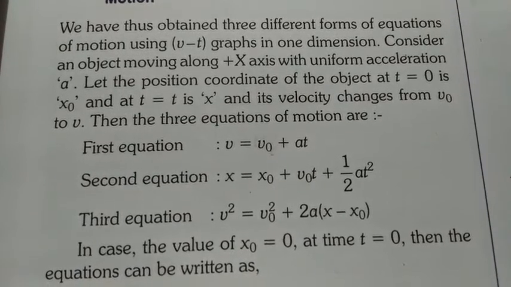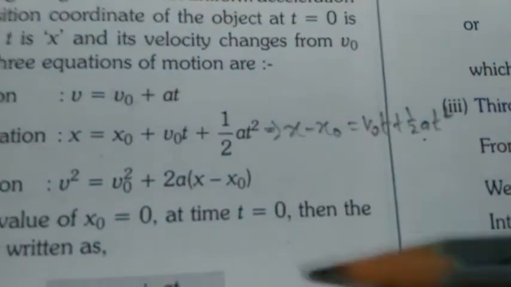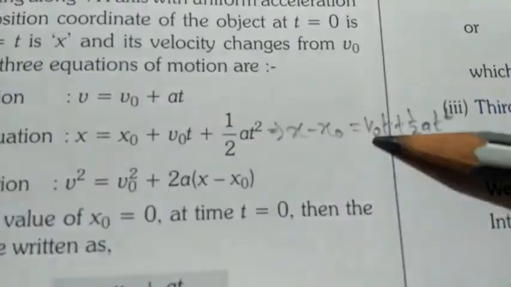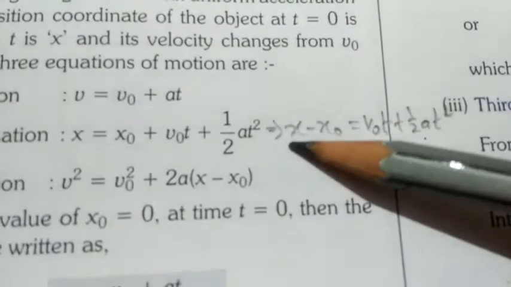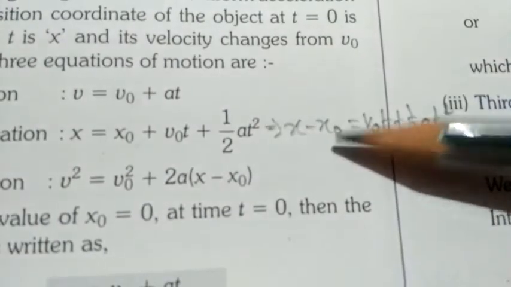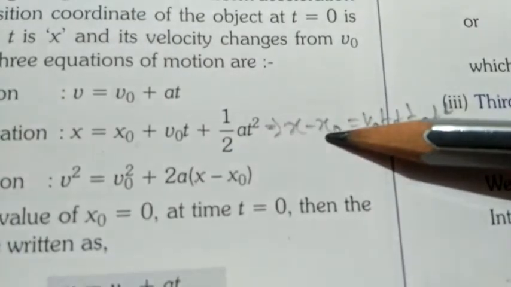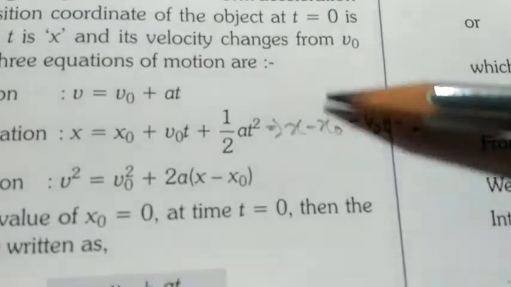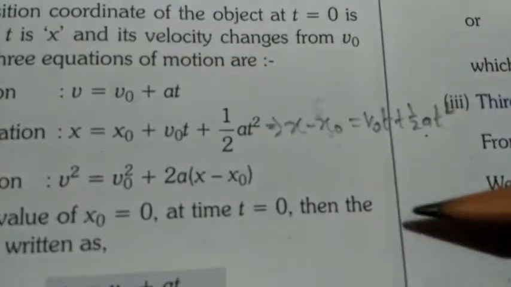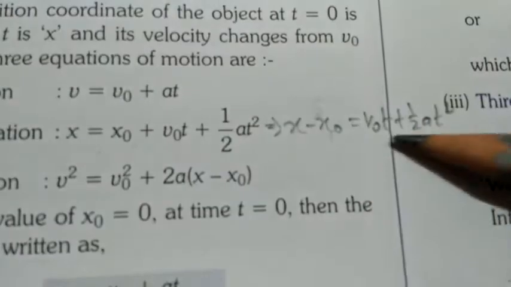The second equation is x equals x0 plus v0t plus half at square, which can be written as x minus x0 equals v0t plus half at square. x minus x0 means final position minus initial position, that means the distance, which we used to write as s. So in place of x minus x0 you can write s also. So s equals ut plus half at square, which you had. Here it is x minus x0 equals v0t plus half at square.